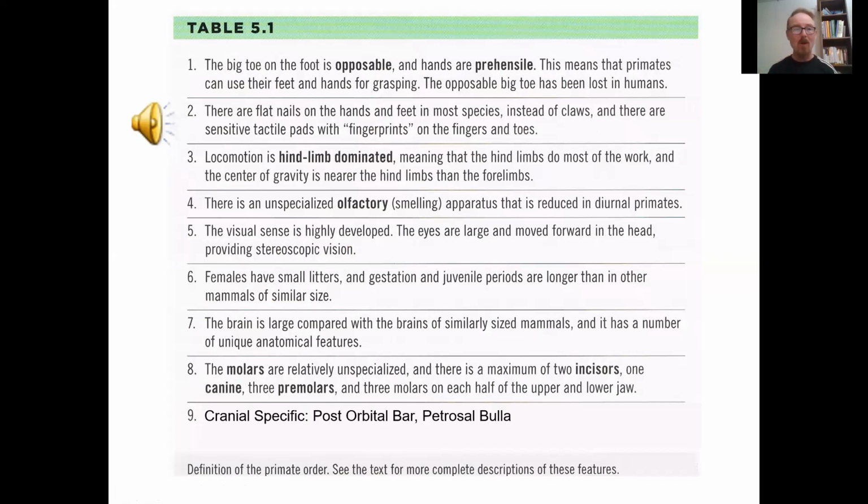So how do we recognize one? There are 9 basic categories here, and there are a few other specialty points, but these are the main ones that I want you to know. Okay, first, the big toe and the thumb are opposable on almost all primates. You see the opposability back and forth.